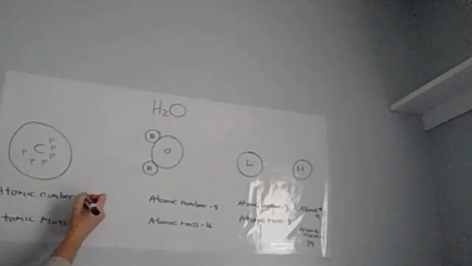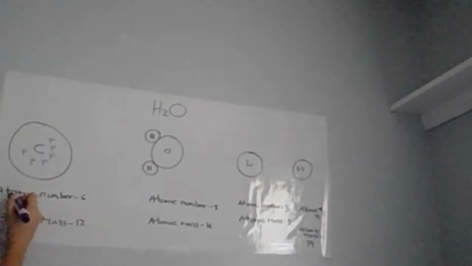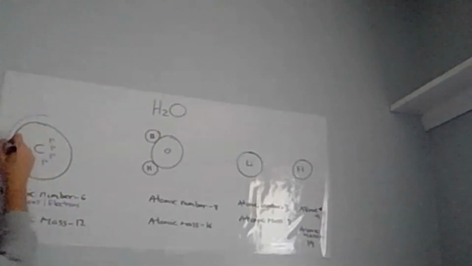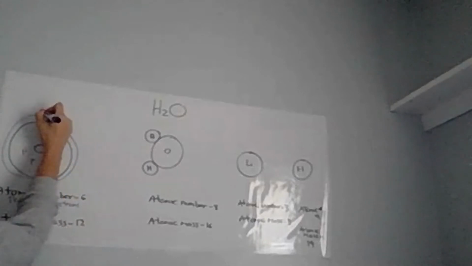So I'm going to have my 6 protons: 1, 2, 3, 4, 5, and 6. Remember that your atomic number is going to be your protons, and also that's going to tell you how many electrons you have. With your electrons, that's going to be with your energy shells. Your first energy shell can only hold 2. I'm going to draw in a different color here. So my first energy shell can only hold 2 electrons.